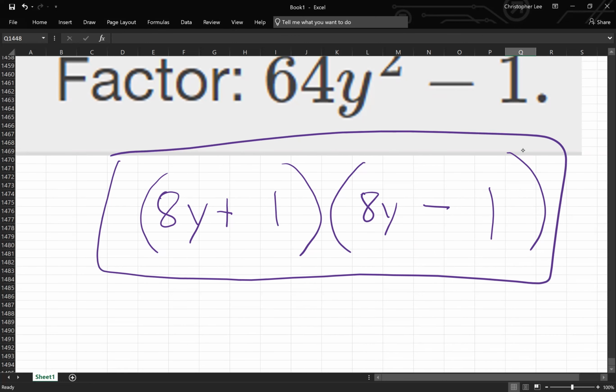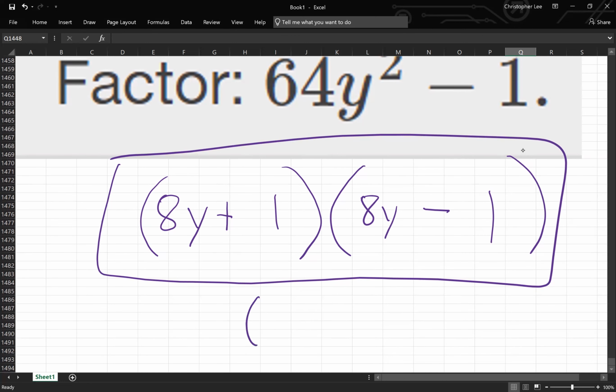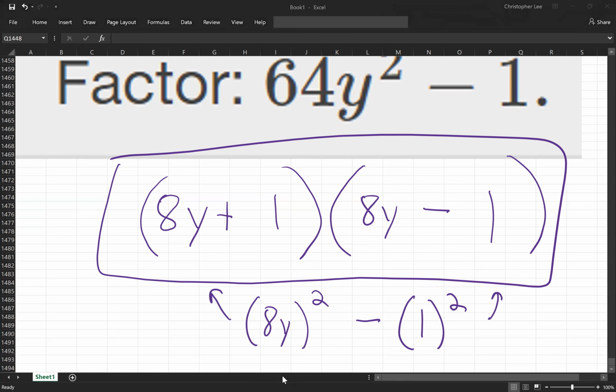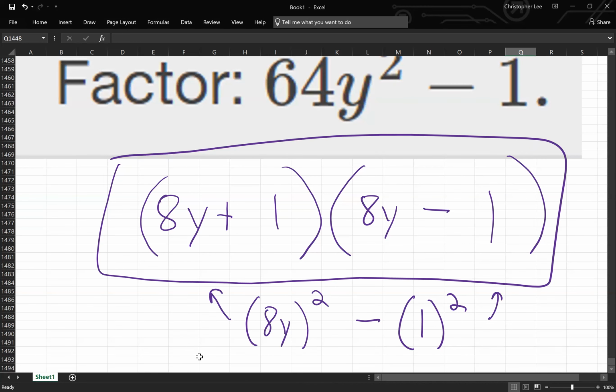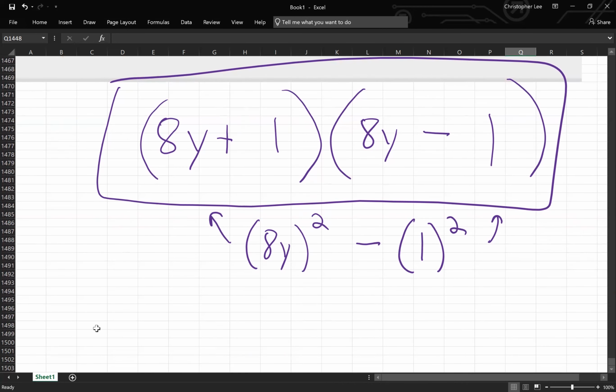Because you remember that 64y squared is the 8y squared minus the 1 squared. That's how we get these two factors right here. Easy. Matter of fact, it's so easy, I feel like I could give y'all a harder question.